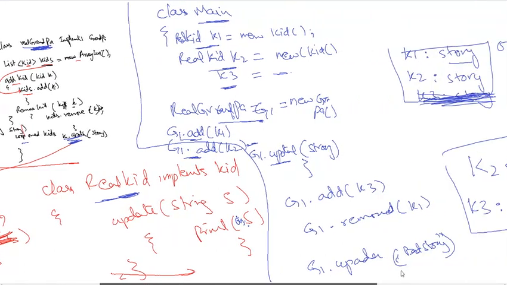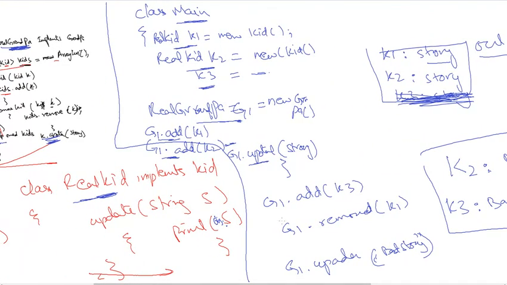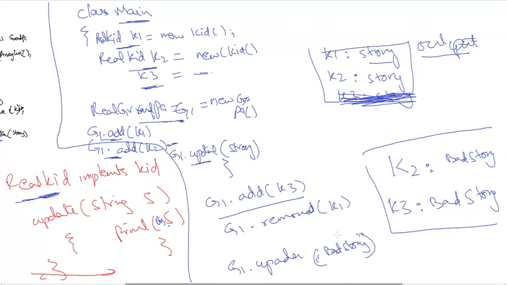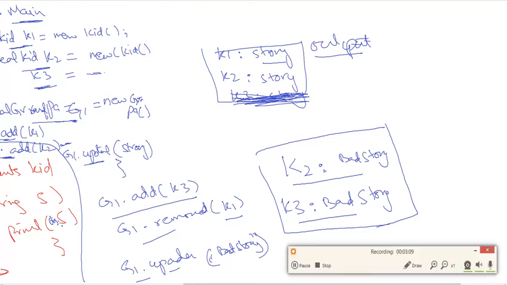And what was printed? K1 colon story, k2 colon story was printed as output. Then we added k3 kid to the grandpa, and then we removed k1 kid from the grandpa, and then we updated g1 dot update with the bad story, and then we got printed this as our output, k2 bad story and k3 bad story. That is how the observer pattern can be implemented. I hope the concepts are now clear.